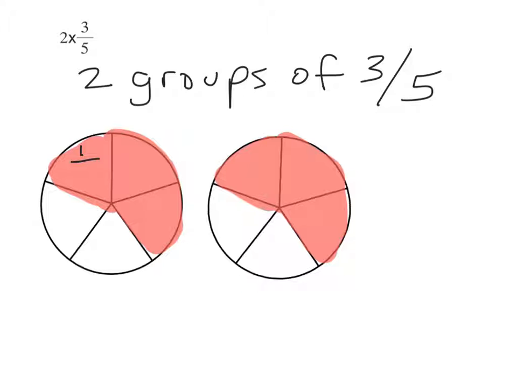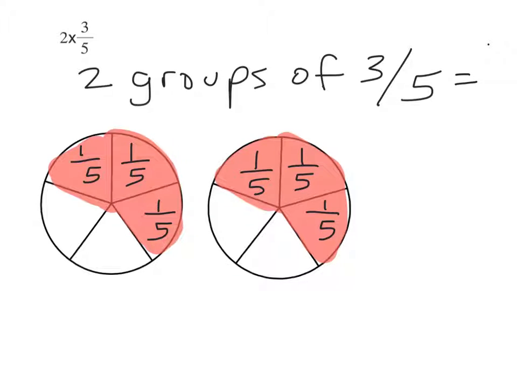Well, we have 1/5, 2/5, 3/5, 4/5, 5/5, and 6/5. 2 groups of 3/5 equals 6/5. What does 6/5 look like?